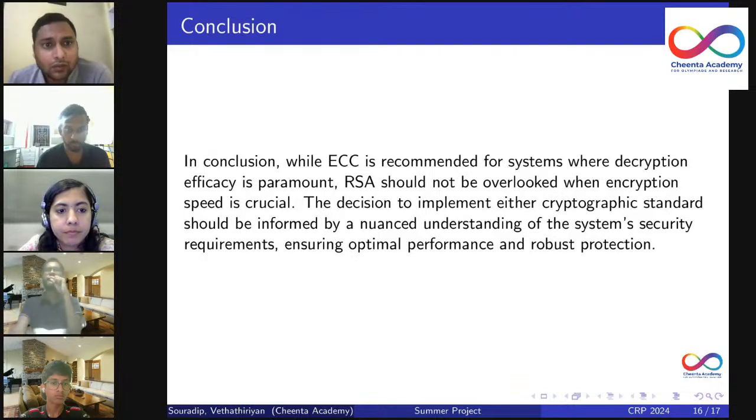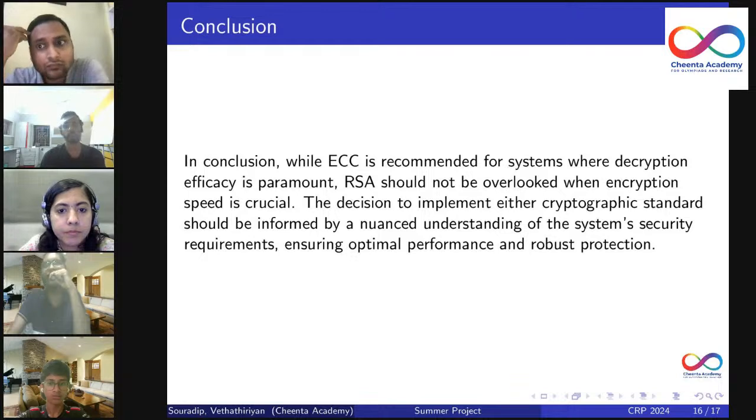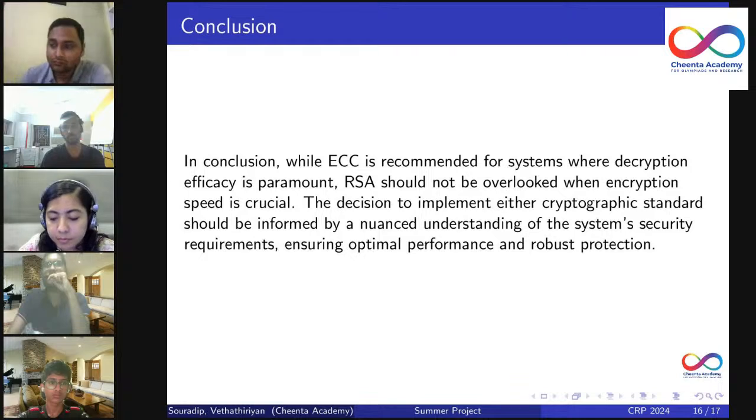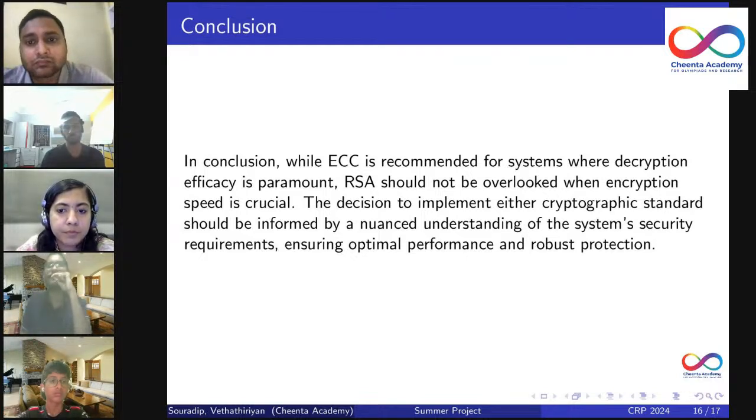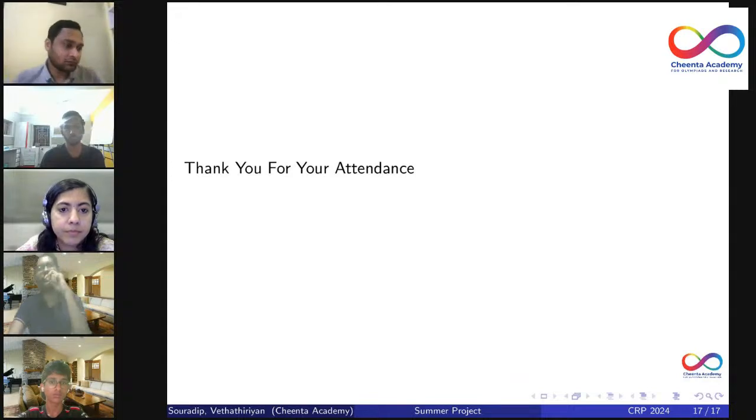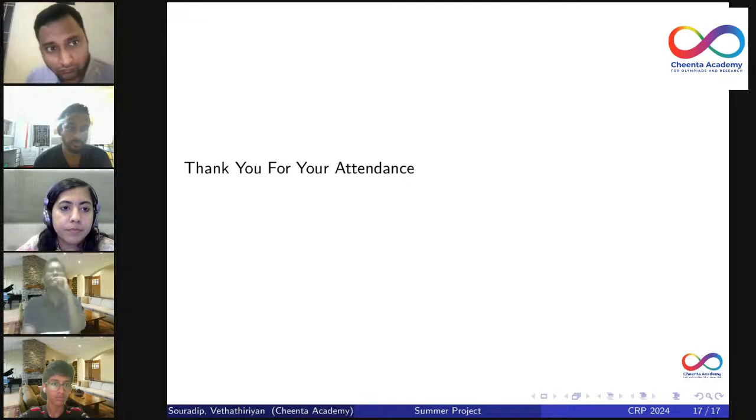In conclusion, while ECC is recommended for systems where decryption efficiency is paramount, RSA should not be overlooked when encryption speed is crucial. The decision to implement either cryptographic standard should be informed by a nuanced understanding of the system's security requirements, ensuring optimal performance and robust protection. In other words, depending on the system, we can use RSA and ECC to our benefit.